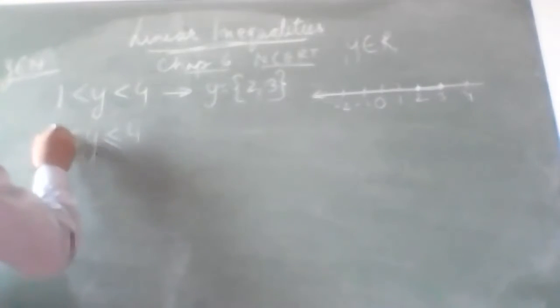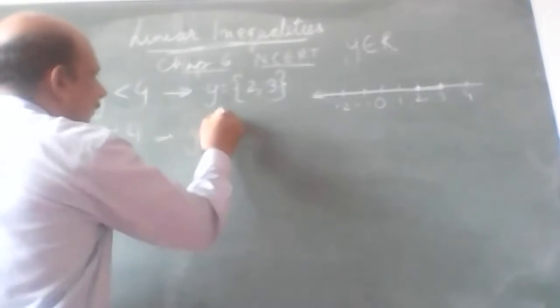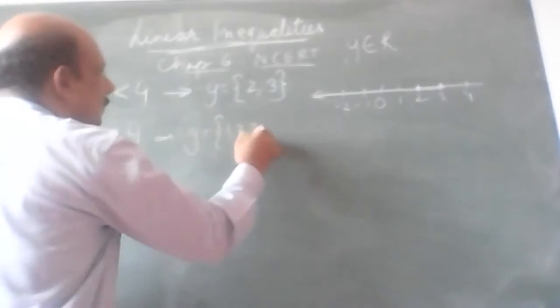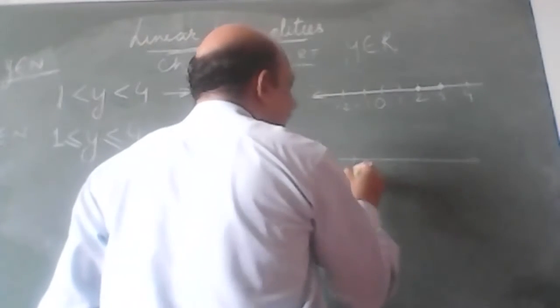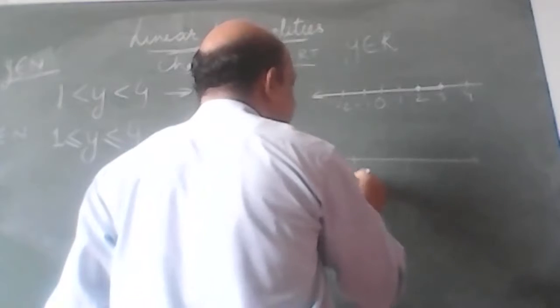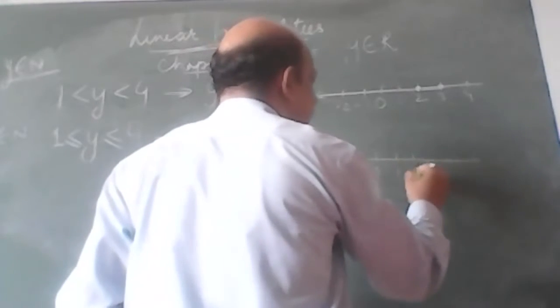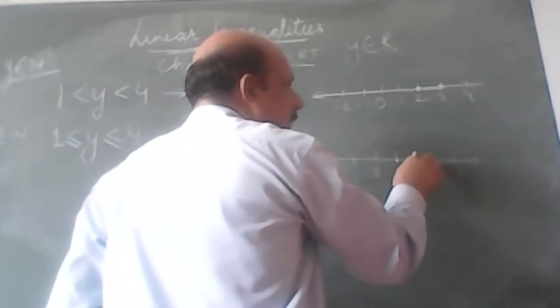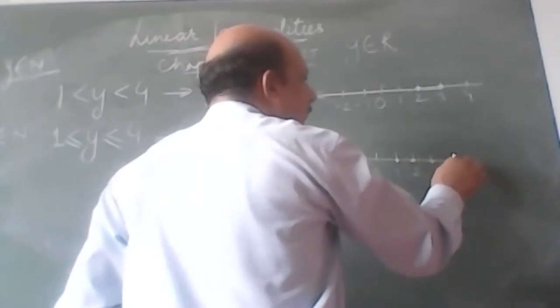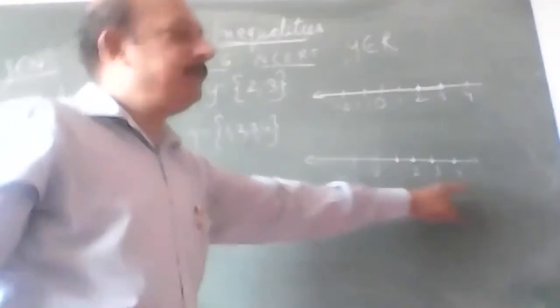Now, if it is something like this, where y belongs to natural numbers, closed interval, y will be 1, 2, 3 and 4. In this case, the number line would look like 1, 2, 3 and 4. So all 4 of them are to be highlighted.